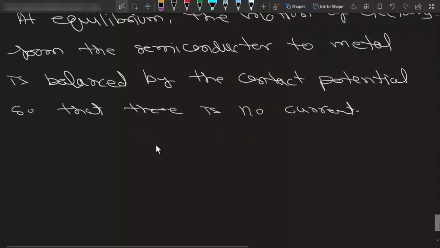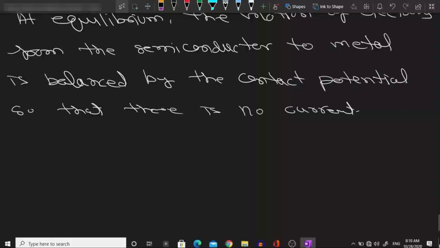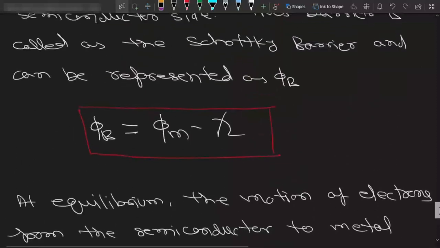So in the next lecture we will see the behavior of this junction under various biasing conditions, that is in forward bias and in reverse bias. So this is all about the Schottky junction.